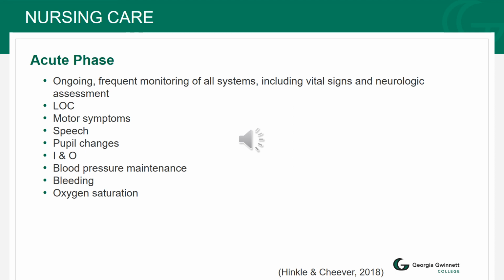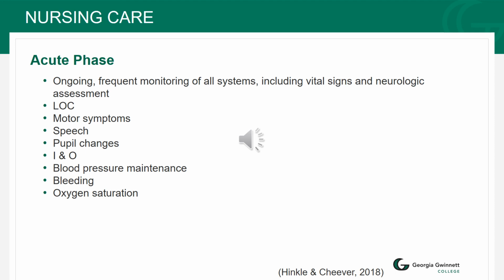The last couple slides we talked about monitoring the IV sites and all the different tubes for bleeding, because those are common side effects that can happen. But if you have a client that exhibits signs that they are having bleeding in their brain, then this is a life-threatening situation. So you want to make sure that you're monitoring all of their vital signs and their level of consciousness, their pupillary changes.